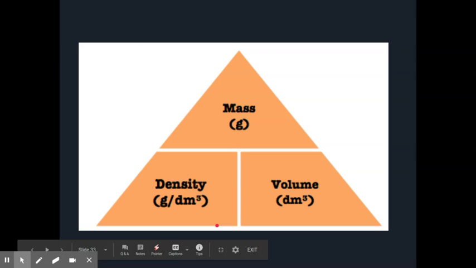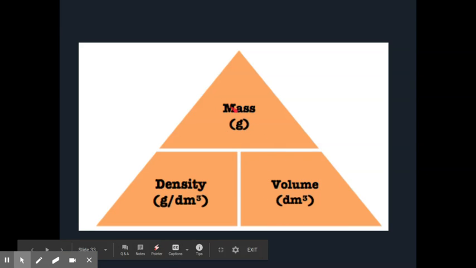All right, I'm going to teach you a little math trick here for those of you who are not great at algebra or just want a shortcut. So you can take any 3-variable equation and put it into a triangle like this. When you're looking for one variable, just cover it up. So if I'm looking for density, I would take my hand and cover this up, and I would have mass over volume. So mass divided by volume.